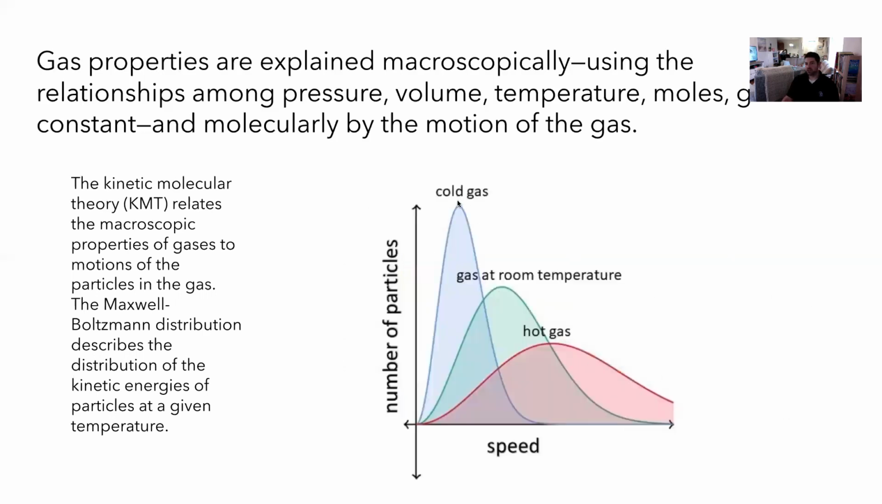All right, so just another example, a cold gas, it spikes up really high. That's like when you get a huge increase in the coronavirus, what we've seen in the news. Gas at room temperature, it's spread out a little bit lower, and a hot gas, it's spread out the most. And again, it is the peak of these curves that represents the average speed.